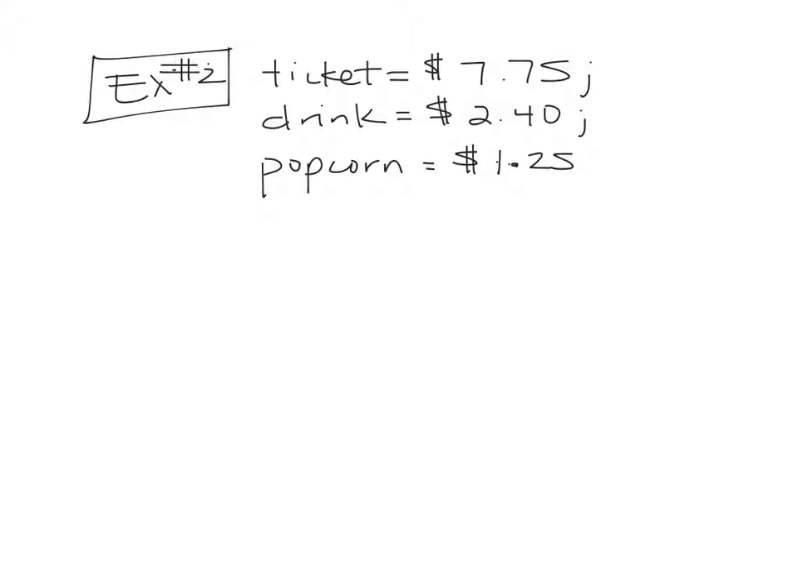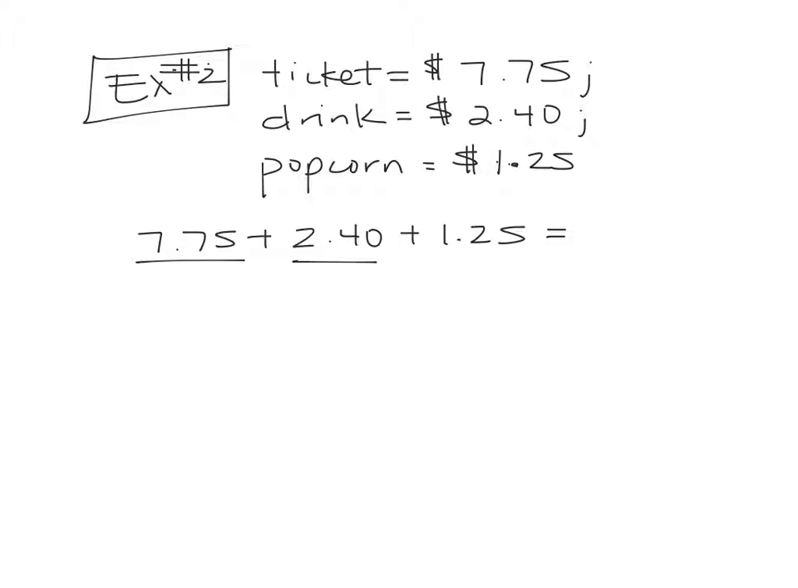Okay. I want to know what's the total cost for a ticket, a drink, and popcorn. And you need to use mental math. So you're not going to plug it into your calculator on this one. I want you to think through, okay, what would that be? Well, if you just set it up as $7.75 plus $2.40 plus $1.25, and you start here and add those together, that's tough to add those together.